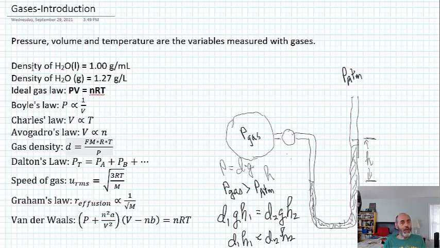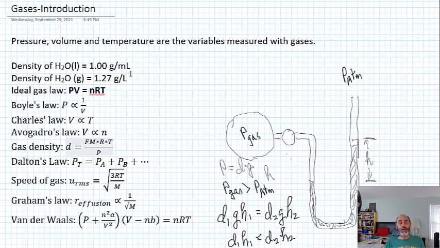It's interesting to note that density has something to do with the behavior of gas. If you compare the densities of the liquid with the density of the gas, you can get an idea as to why substances in the gas phase might behave differently from the solid or liquid. The density of water in the liquid phase is 1 gram per milliliter. Now measure the density in the gas phase, and it's 1.27 grams per liter, not milliliter. So roughly the volume is about 1,000 times greater for the same amount of water in the gas versus the liquid phase.